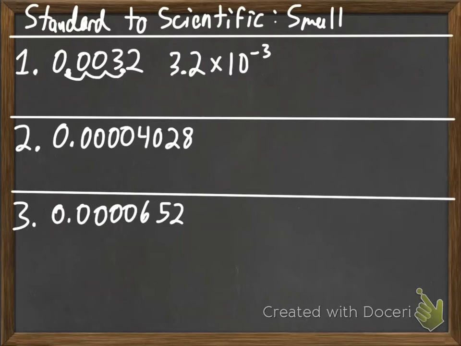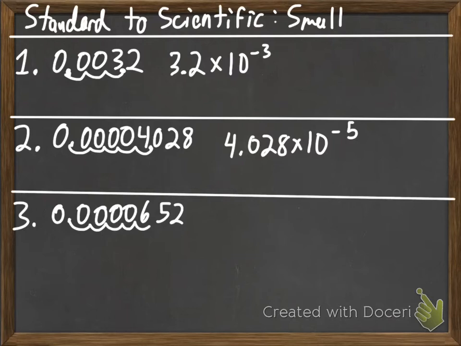Number 2, 1, 2, 3, 4, 5, 4.028 times 10 to the negative fifth. 1, 2, 3, 4, 5 again, and we get 6.52 times 10 to the negative fifth. Now I am going kind of fast through these, so if you do not understand, please pause the video and ask.